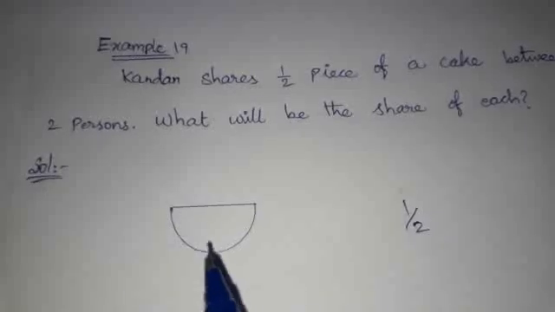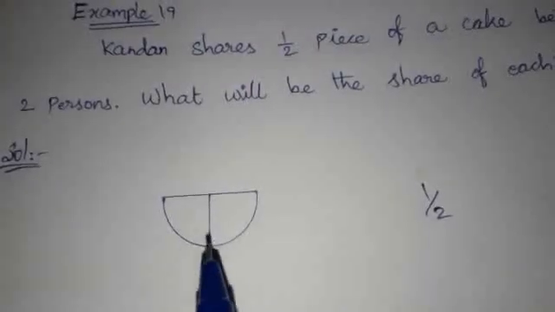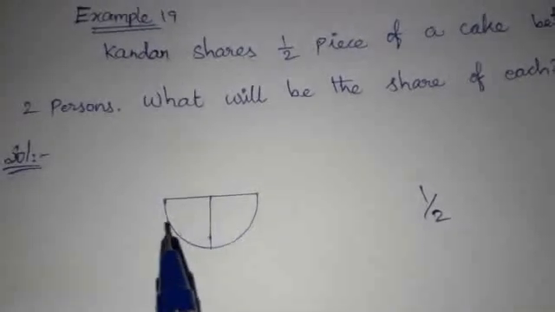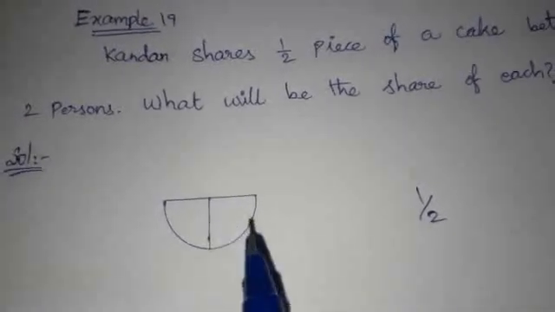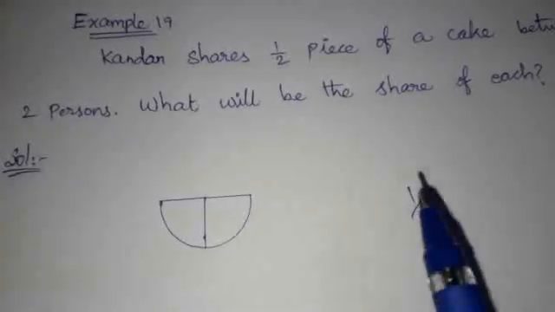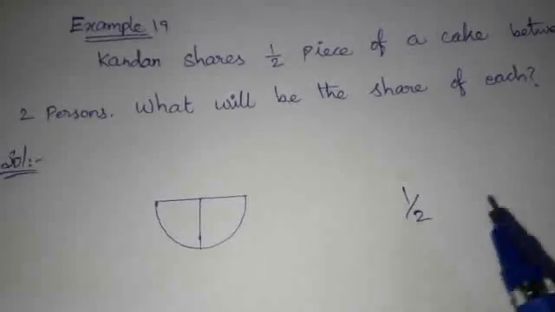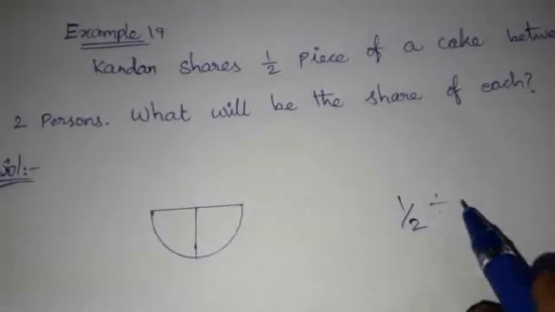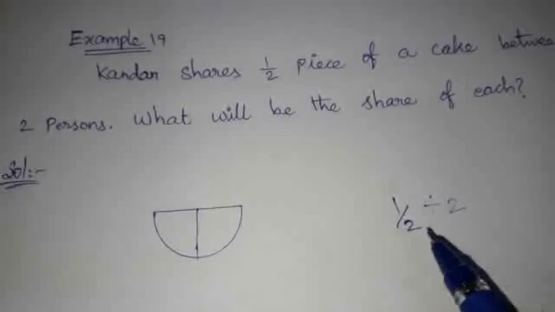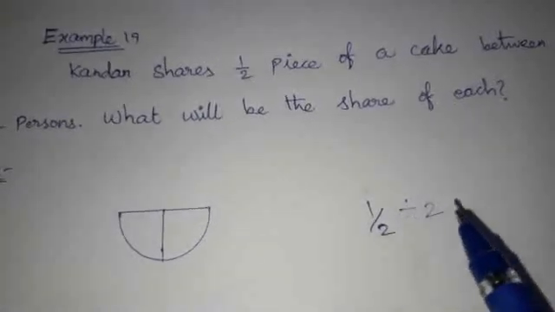So, I am going to divide this equally by 2. I have divided this half piece. There are 2 pieces in the cake, so I can share it between two persons. That is what I am going to do with numbers. We have to divide this half by 2. When we divide this half by 2, then we can share it between two persons.